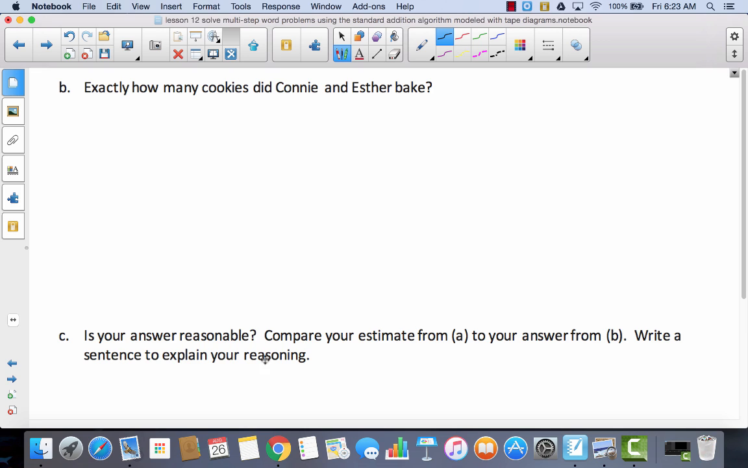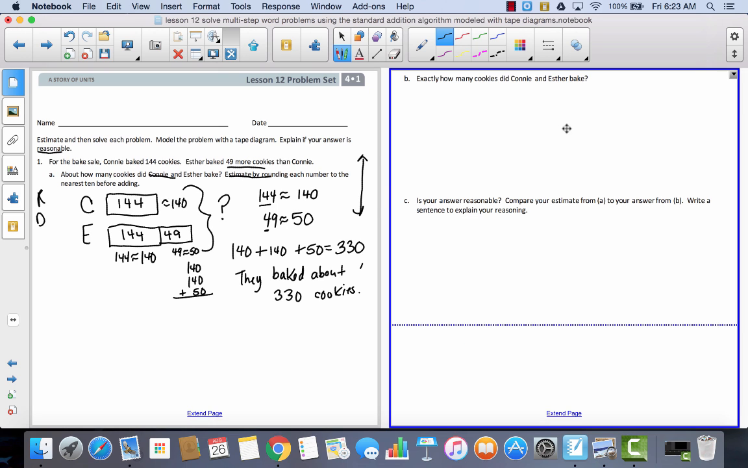Now I can't see both pages at the same time like you can, so I'm going to do a split screen here like this so I can see A and B at the same time, okay? Now I don't need to redraw my tape diagram. It's the same problem. The only difference is this time I'm not going to use my estimates when I add. I'm going to use my actual answers.